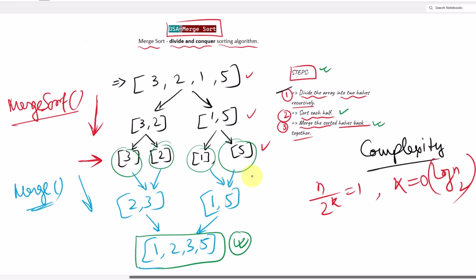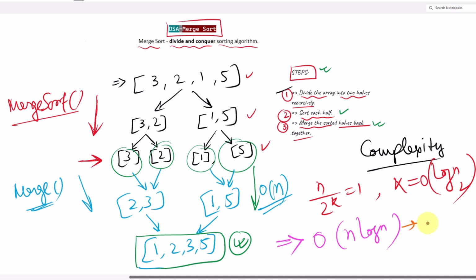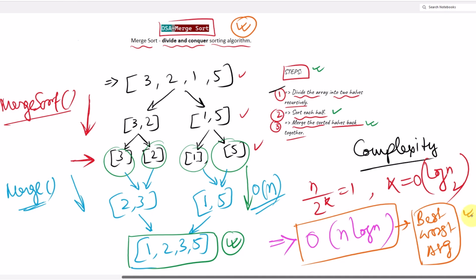Because after that each element is sorted and merged back together, this takes O(n) time at each level. So the overall complexity that we're going to have is order of n log n. And this will be our best case, worst case, and average case complexity. So merge sort is an extremely efficient sorting algorithm. It guarantees that time complexity will be O of n log n in all cases. Unlike quick sort, which has n square complexity in the worst case.